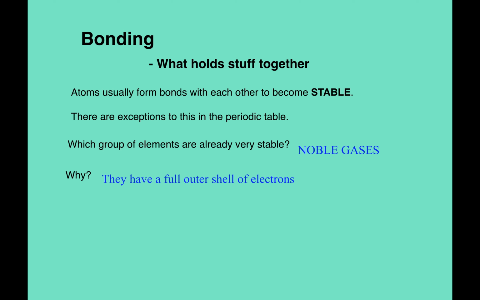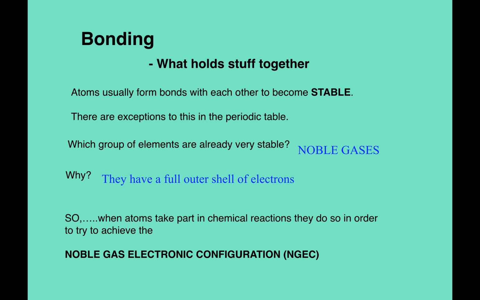So this is the thing that all atoms are aiming for. They're aiming to get a full outer shell of electrons. They are electronic wannabes, and when they take part in chemical reactions, they try and achieve the noble gas electronic configuration, NGEC, abbreviated in future slides. So the idea would be that all atoms are looking for a full outer shell of electrons to achieve stability.